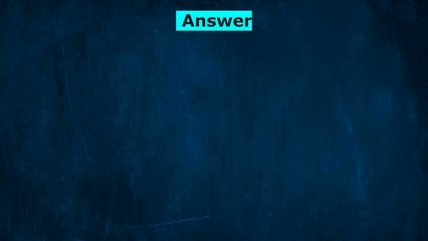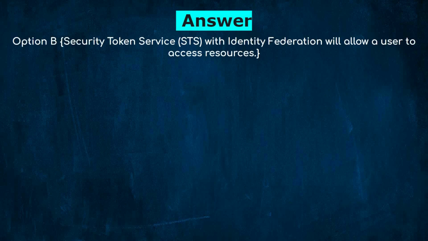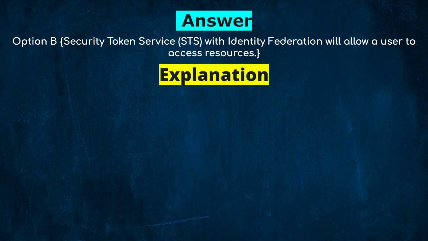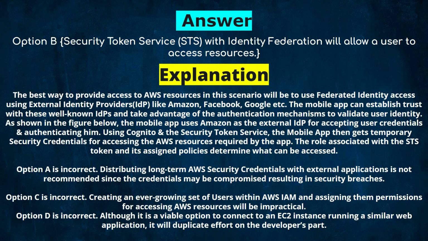And the correct answer is option B. Security token service with identity federation will allow a user to access resources. Explanation. The best way to provide access to AWS resources in this scenario will be to use federated identity access using external identity providers like Amazon, Facebook, Google, etc.